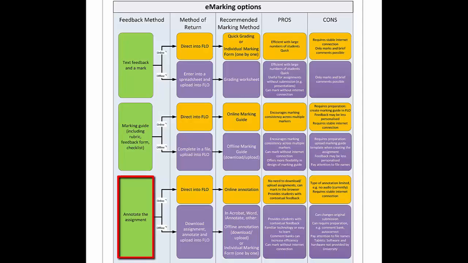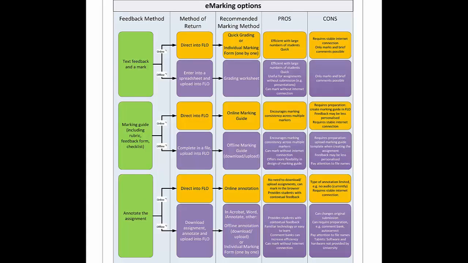The third method is annotate the assignment. Annotation tools allow markers to comment on words, paragraphs, or sections of a written assignment, or add stamps, highlighting, or freehand drawing. With the annotation method, you can also save time by using comment banks. Essays are particularly suited to this approach. You may decide to use a combination of these methods, or only one.